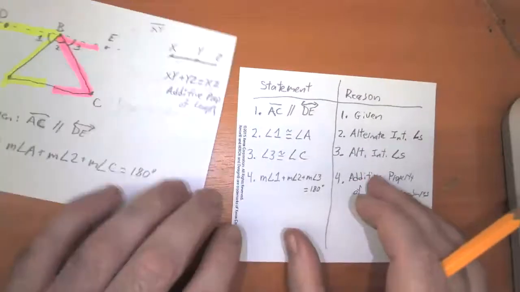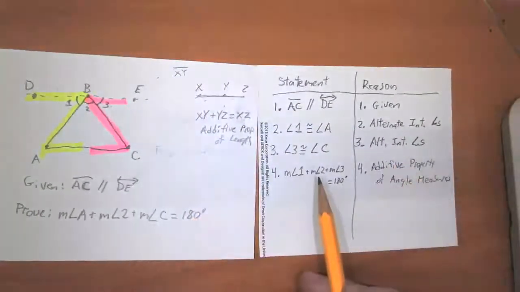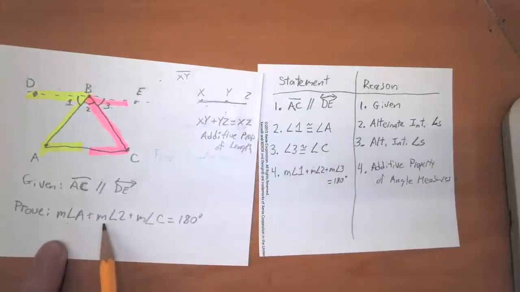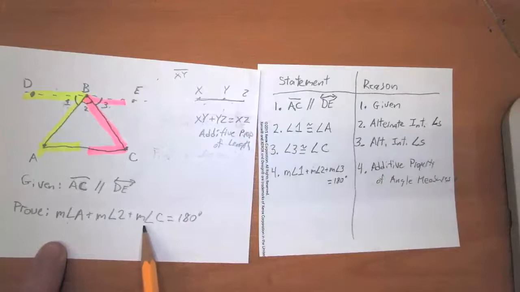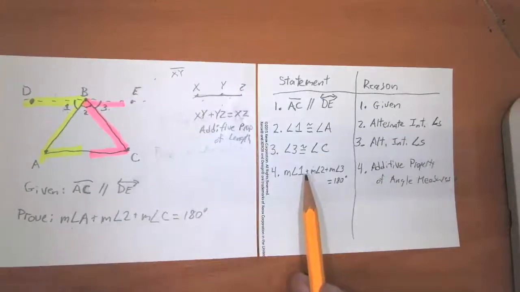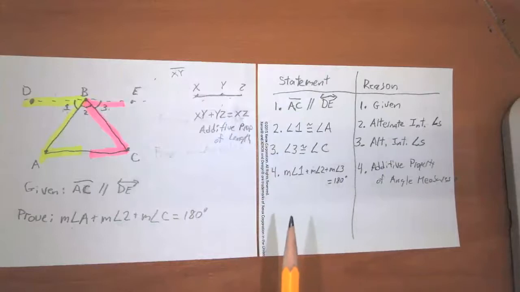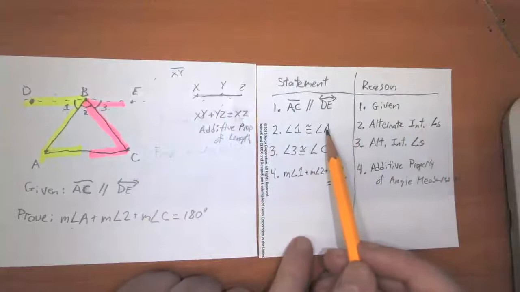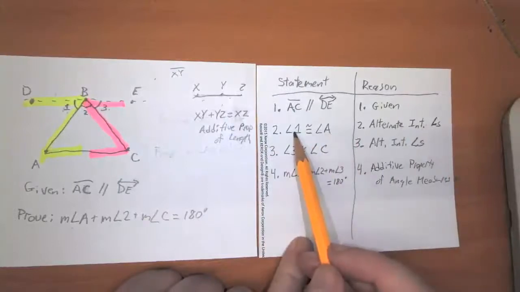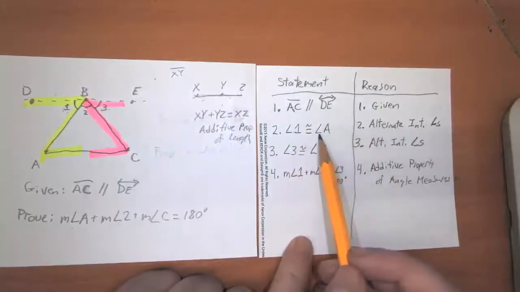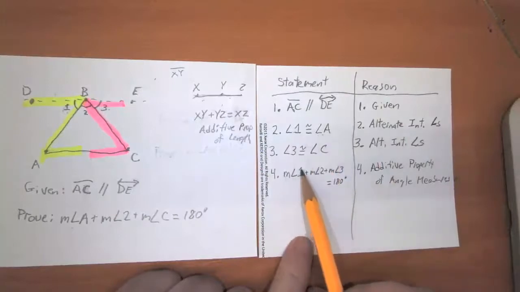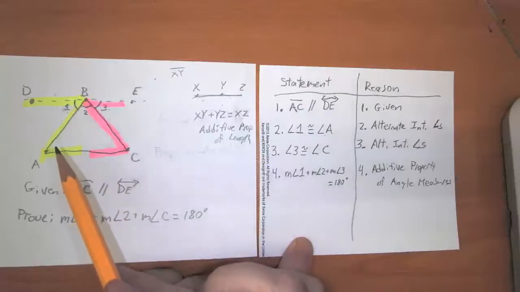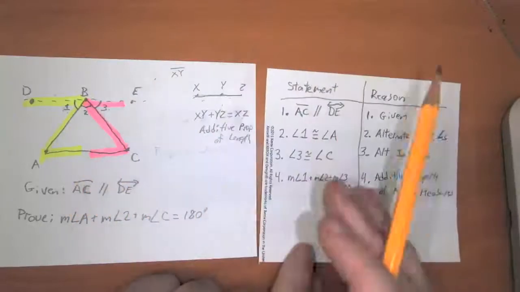So I don't want to know about the measure of angle 1 plus the measure of angle 2 plus the measure of angle 3, though. What I want to talk about is the measure of angle A plus the measure of angle 2 plus the measure of angle C. Can you guess how I can get from here to here based on what I already have in the proof? Well, for instance, I know that angle 1 is congruent to angle A. And so therefore, the measure of angle 1, if I measured this angle, it would be the same answer as if I found the measure of this angle. That's what it means to be congruent.